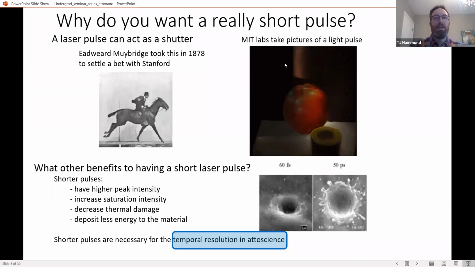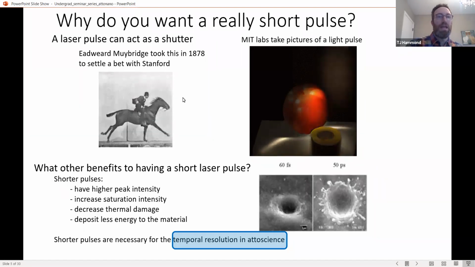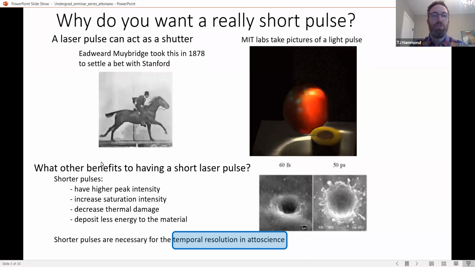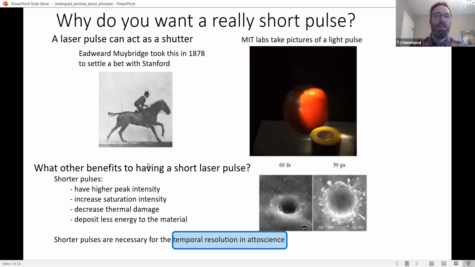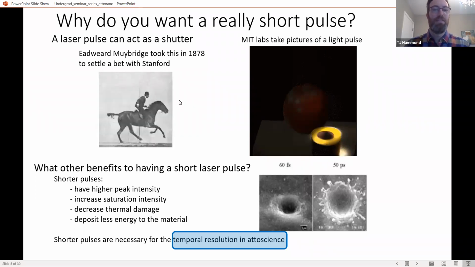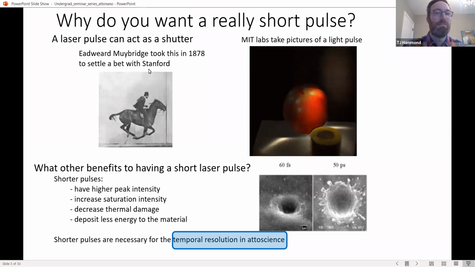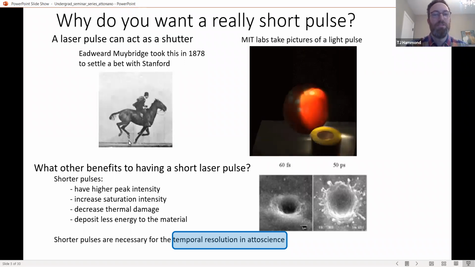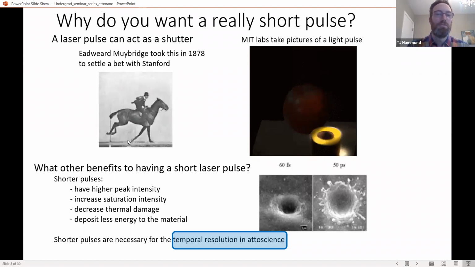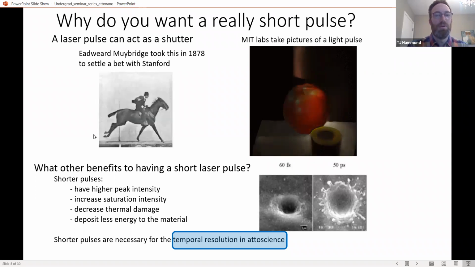So why do we want to actually make a really short pulse? Well, a laser pulse can actually act as a shutter. So Eadweard Muybridge took these series of pictures in 1878, and it was actually to settle a bet. I kind of love the fact that this new technology was basically the governor of California at the time, who was Stanford, which is what Stanford University is named after, was really, really rich, and he had a bunch of horses, and he wanted to know if a horse was galloping, whether it actually lifted up all of its hooves off the ground, or if one was always stationary.